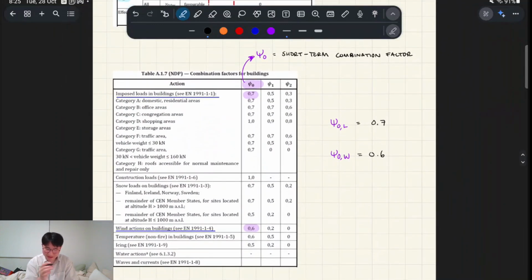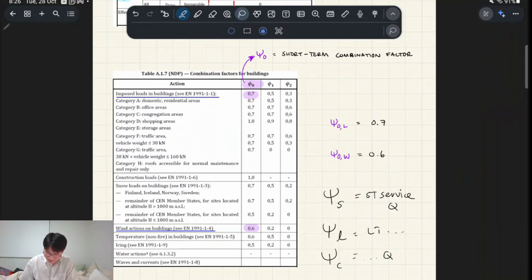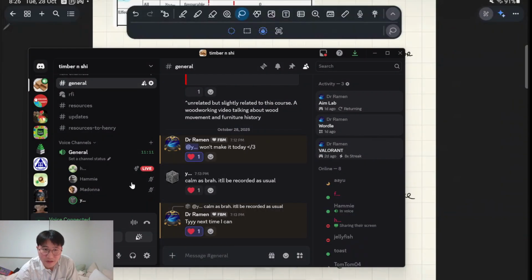The next thing you have to know is combination factors. So this is what I was talking about. I think in our code, these are your short-term and long-term combination factors for serviceability. That's the short-term service load factor for Q, that's the long-term one, and that's something else for Q. That's for the strength load case that involves wind and gravity acting in the same direction.